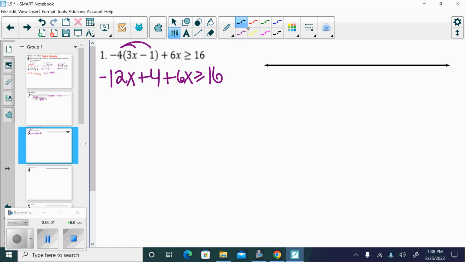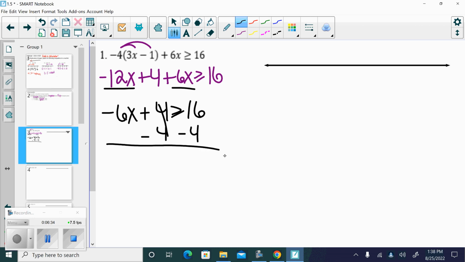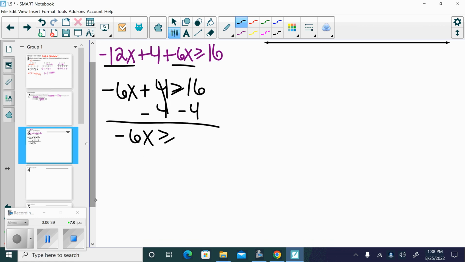All right. From here, what can I do on that left side? Combine like terms. I've got a -12x and a 6x. What does that get me? -6x. So I have a -6x plus 4 is greater than or equal to 16. All right. Now I've got an easy 2-step equation. I need to get the -6x alone. So what do I need to do with that 4? Subtract it. So -6x is greater than or equal to what? 12.